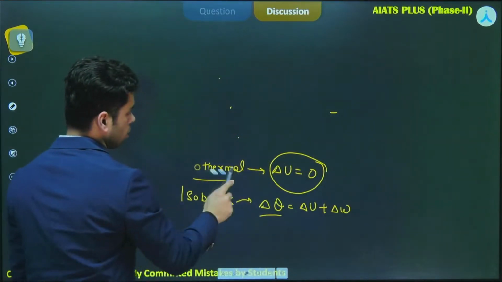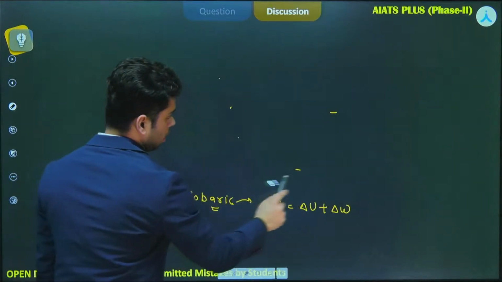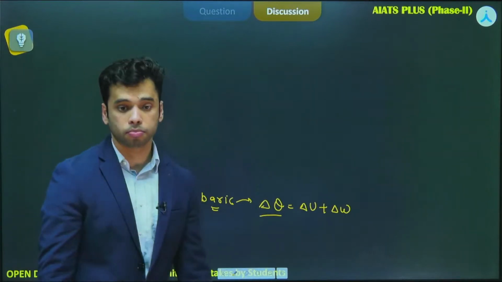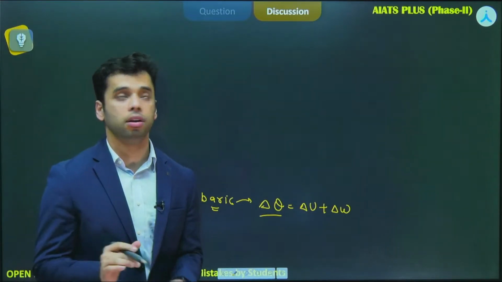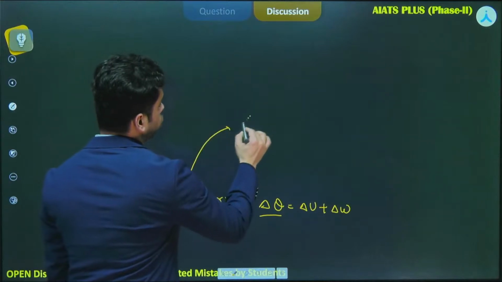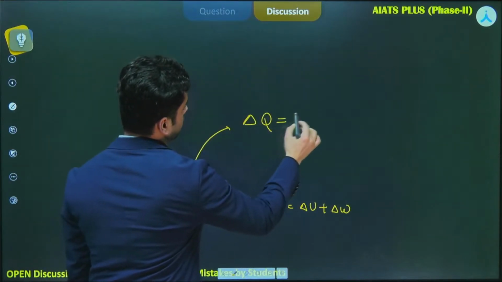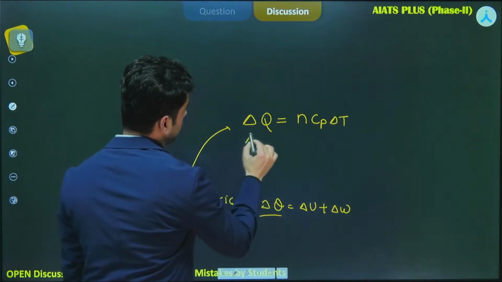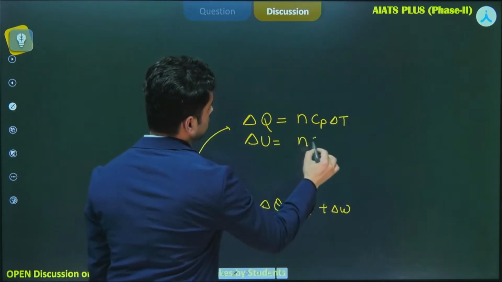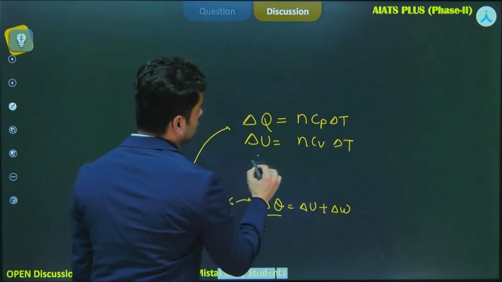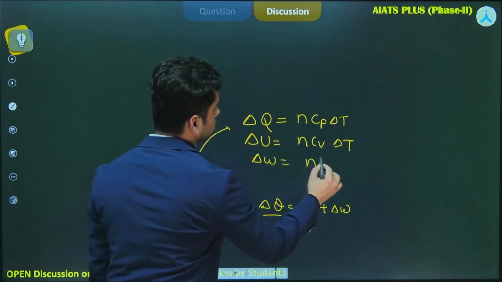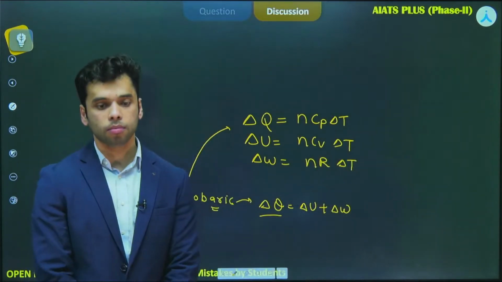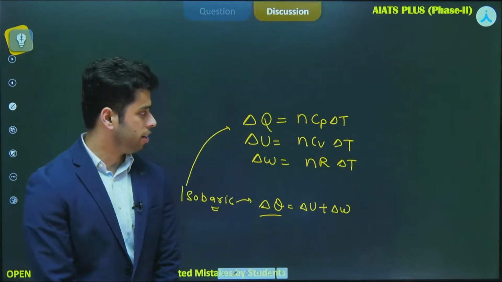What should be the expression for delta Q? Okay, no one is commenting. Dear students, delta Q for the isobaric process is nCp delta T. And what is delta U? Delta U is nCv delta T. So delta W becomes nR delta T.